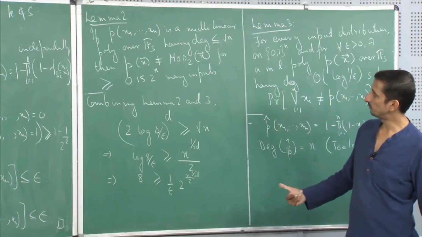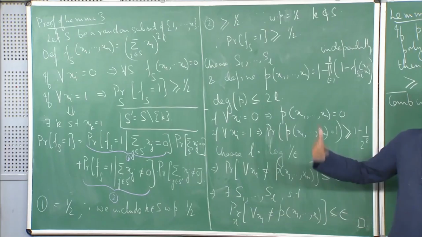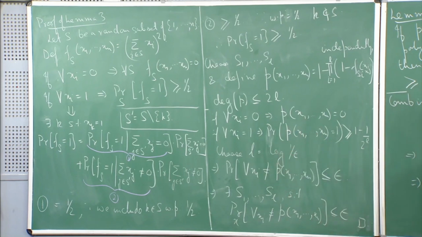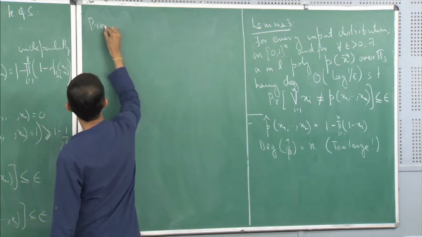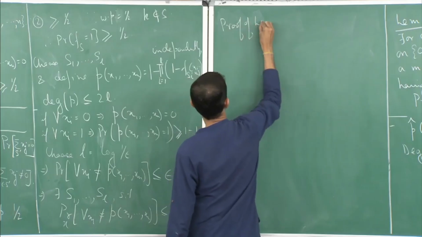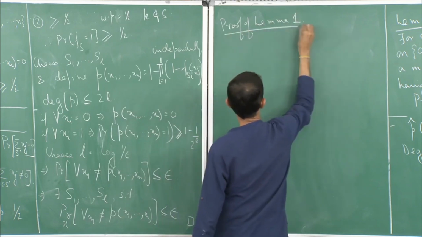So, now what do we have to do? Now we have to show how we can use this lemma in order to approximate an ACC0 circuit. So, now let us get back to the proof of lemma 1.